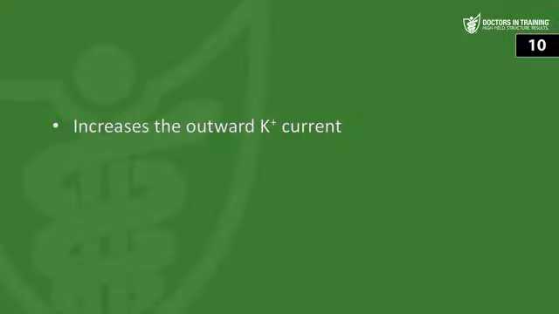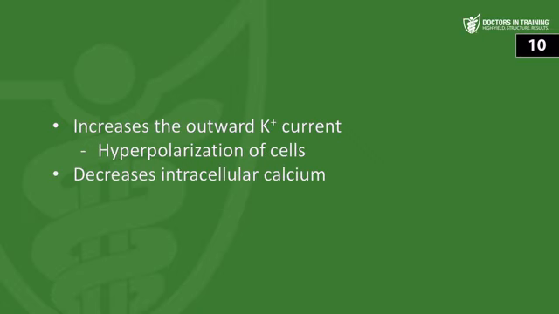Next, what is the mechanism of action of adenosine as an antiarrhythmic? So remember, adenosine increases the outward potassium current, causing hyperpolarization of cells and decreasing intracellular calcium, so it basically stops the heart.